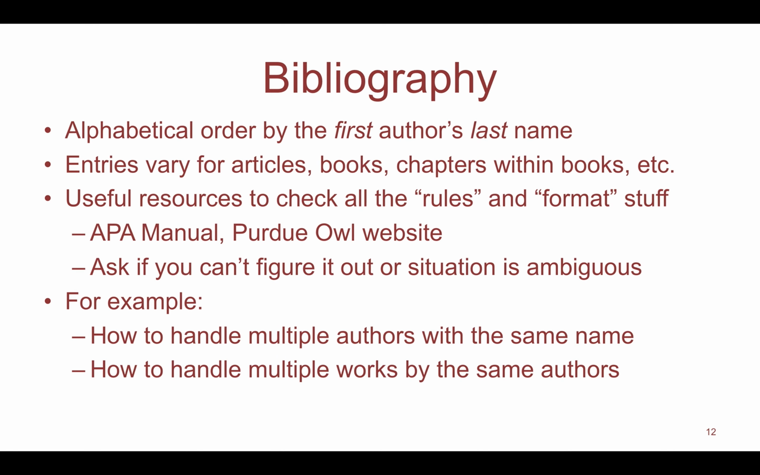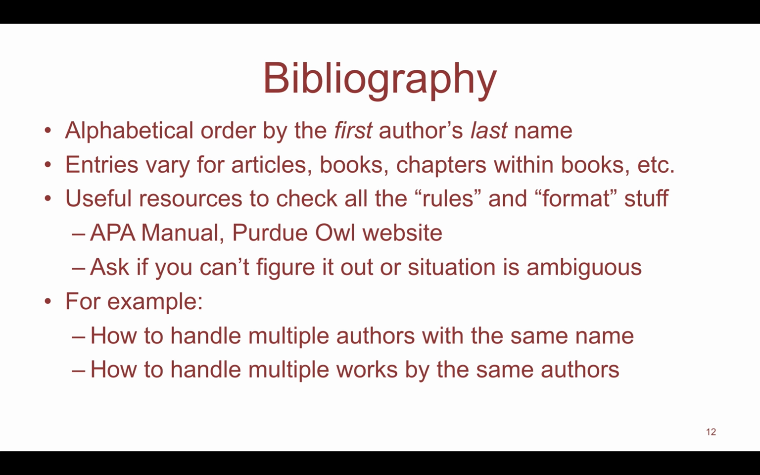In your bibliography list, the most obvious thing to note is that it goes in alphabetical order by the first author's last name. The entries that you're putting in your bibliography are going to vary for articles, books, chapters within books, and so on. Lots of different sources out there that you could be using, primarily articles, but you can look up the format for each different source type in your APA manual, or you can look on the Purdue OWL website, which is pretty useful for looking up different formats and all these different APA rules for citing and writing up your bibliography list.